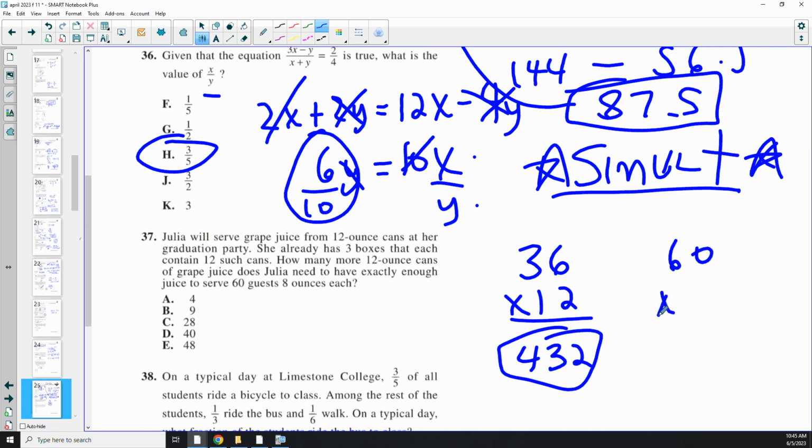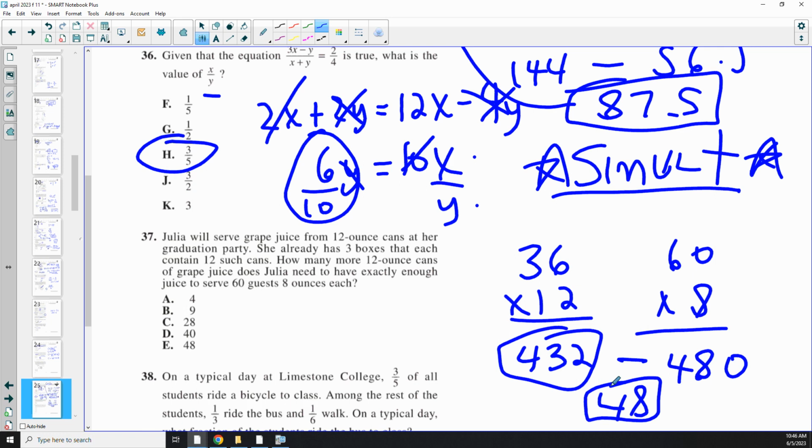So she wants 480. So she needs the subtraction of those two. She needs 48 more ounces, which means she only needs 4 more cans. It would be 48 divided by 12. I think that goes under mathematical story.